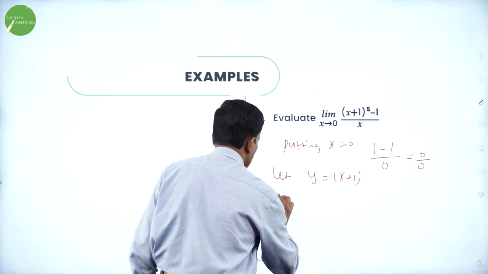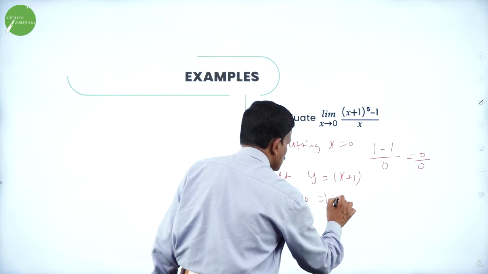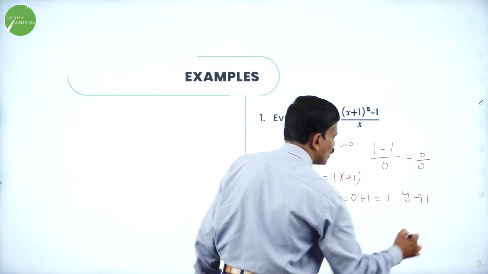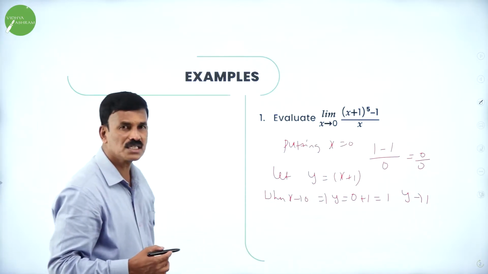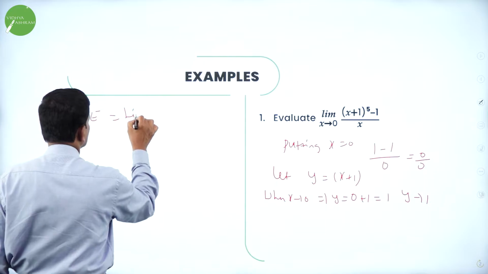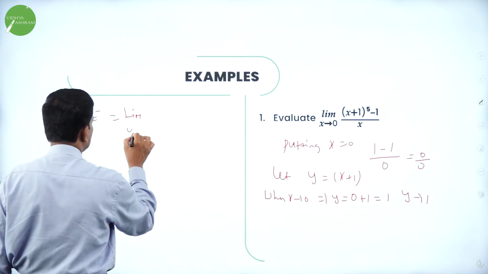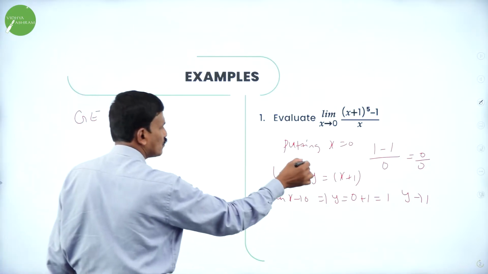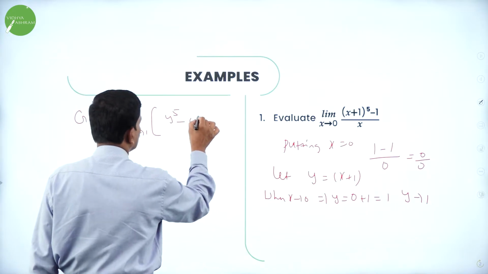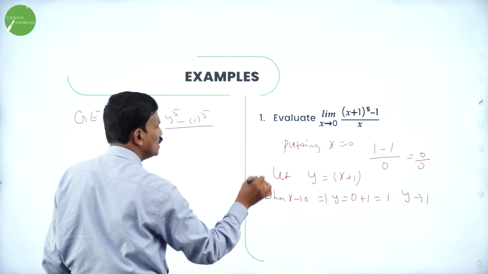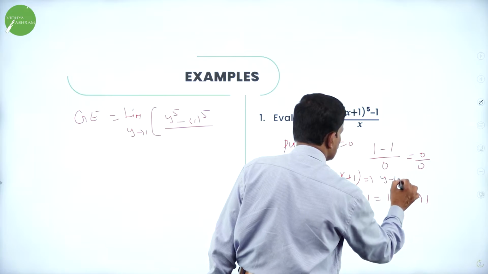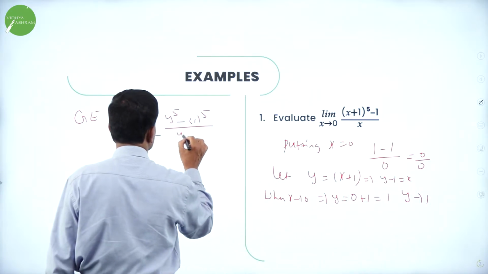What is the limit here? When x tends to 0 implies y is equal to 0 plus 1 is equal to 1. So y tends to 1. When x tends to 0 implies y tends to 1. So the given limit converts to limit y tends to 1 of y to the power of 5 minus 1 to the power of 5 divided by x. Now what is x from this? This implies y minus 1 is equal to x. So x can be written as y minus 1.